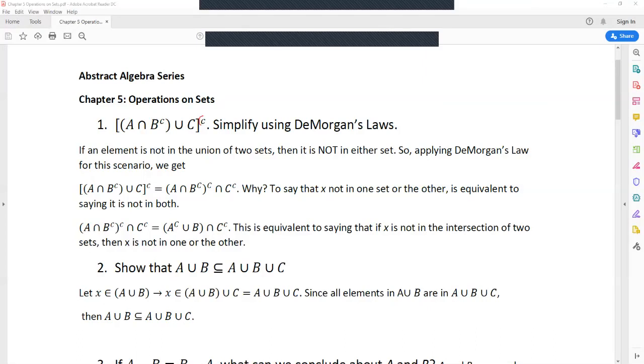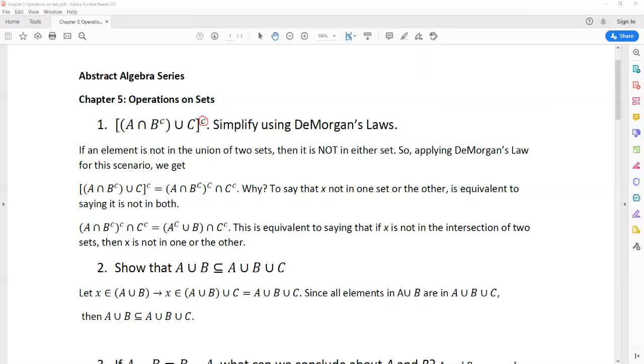We're asked to simplify the complement of the union of these two sets. Well, if an element is not in the union of two sets, then it is not in either set. In other words, the element is not in the first set, and it's not in the second set. Because to say that X is not in one set or the other is equivalent to saying that it's not in both.